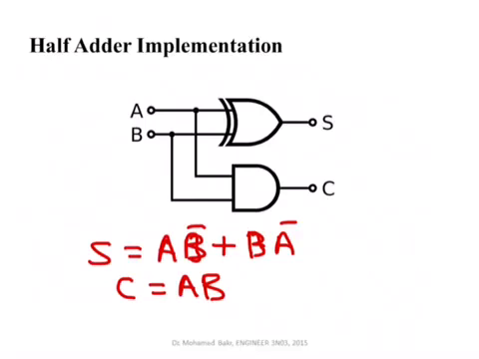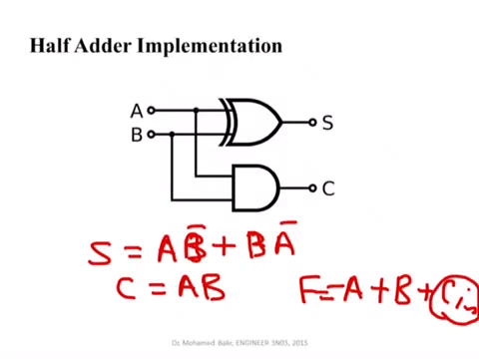So if we were to implement a full adder, we have to implement a function f, which is equal to a plus b plus a carry in, and this carry in is coming from another bit, from a neighboring bit. So let's now take a look at how we can implement this full adder, and this full adder will allow us to add n number of bits together, because you take into account the carry in coming from neighboring bits.